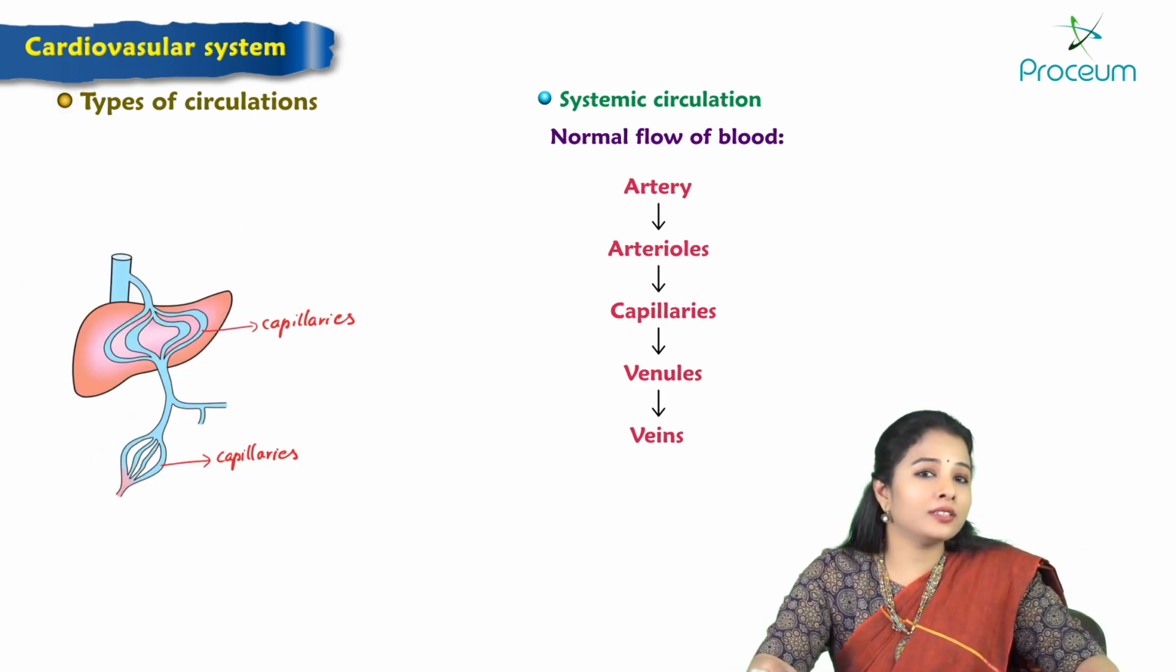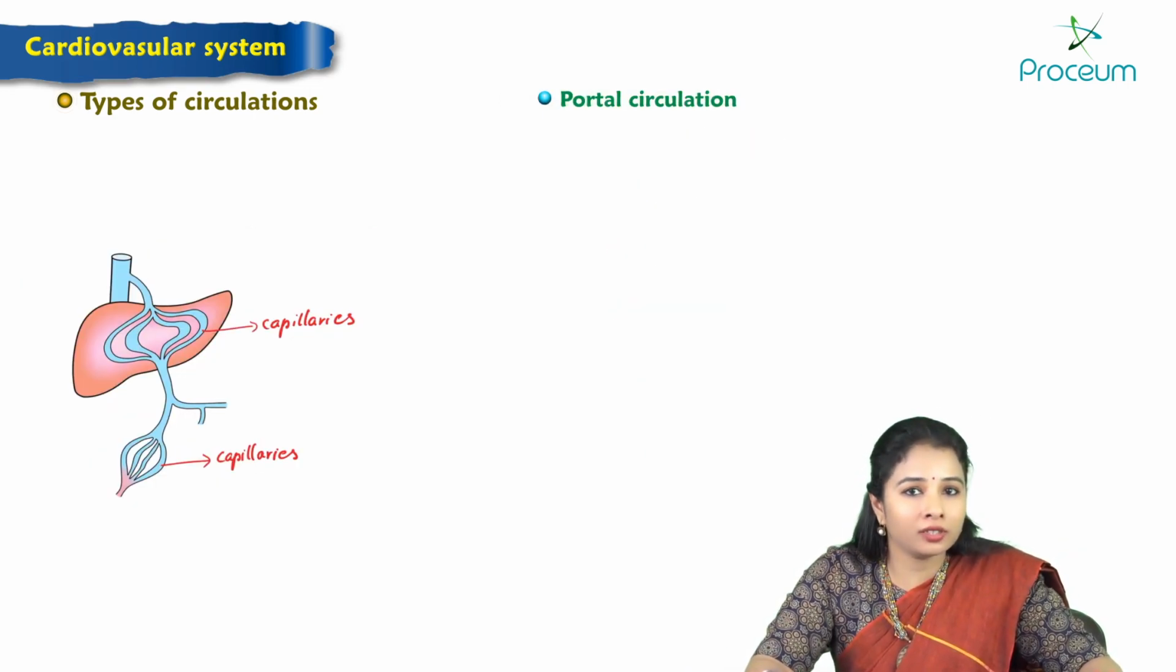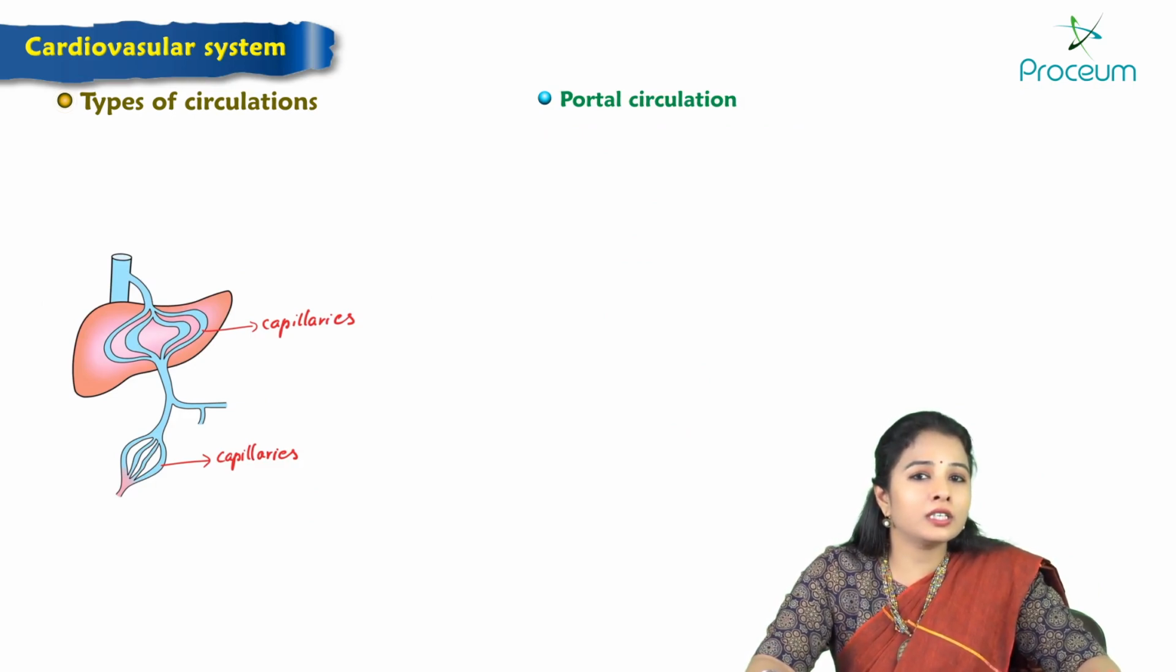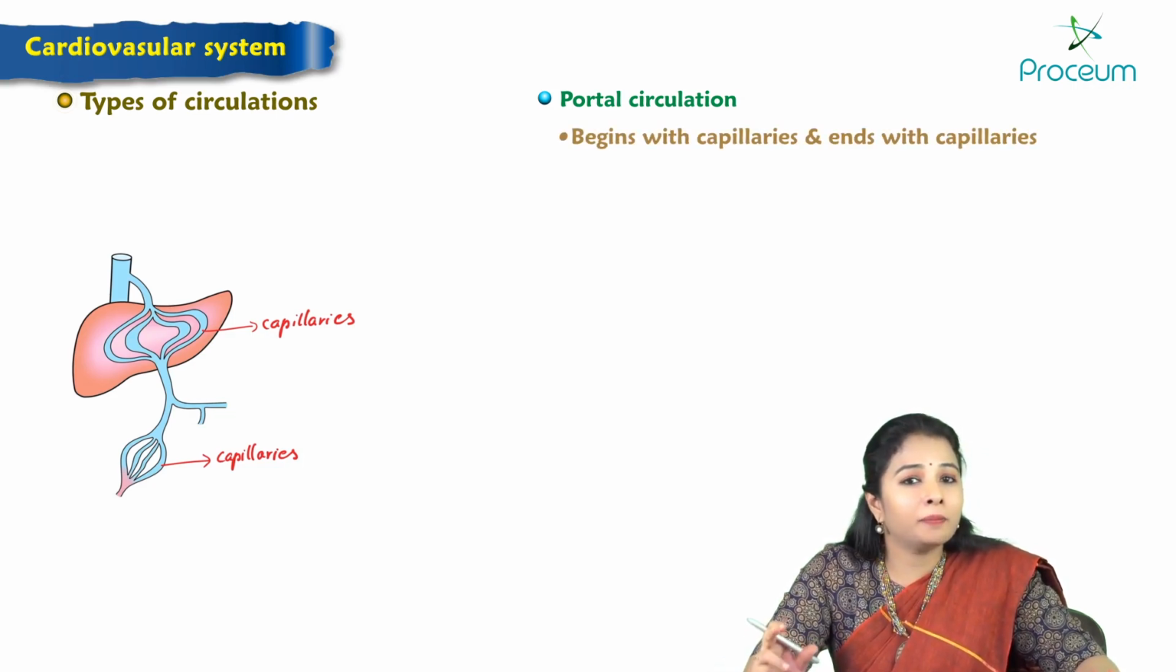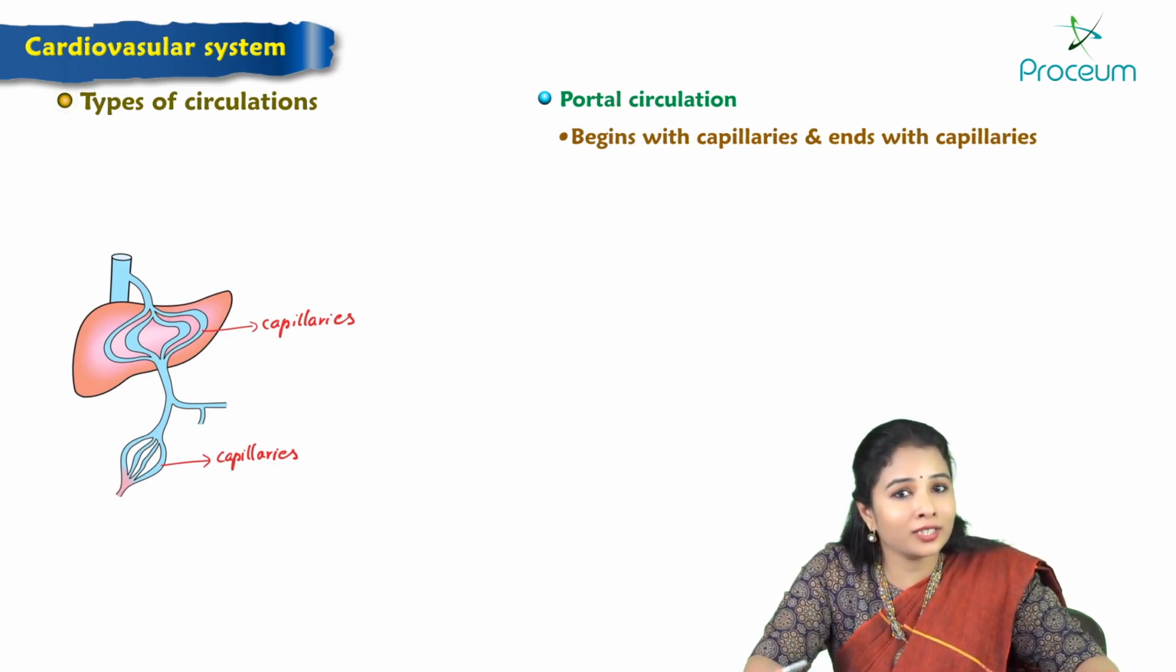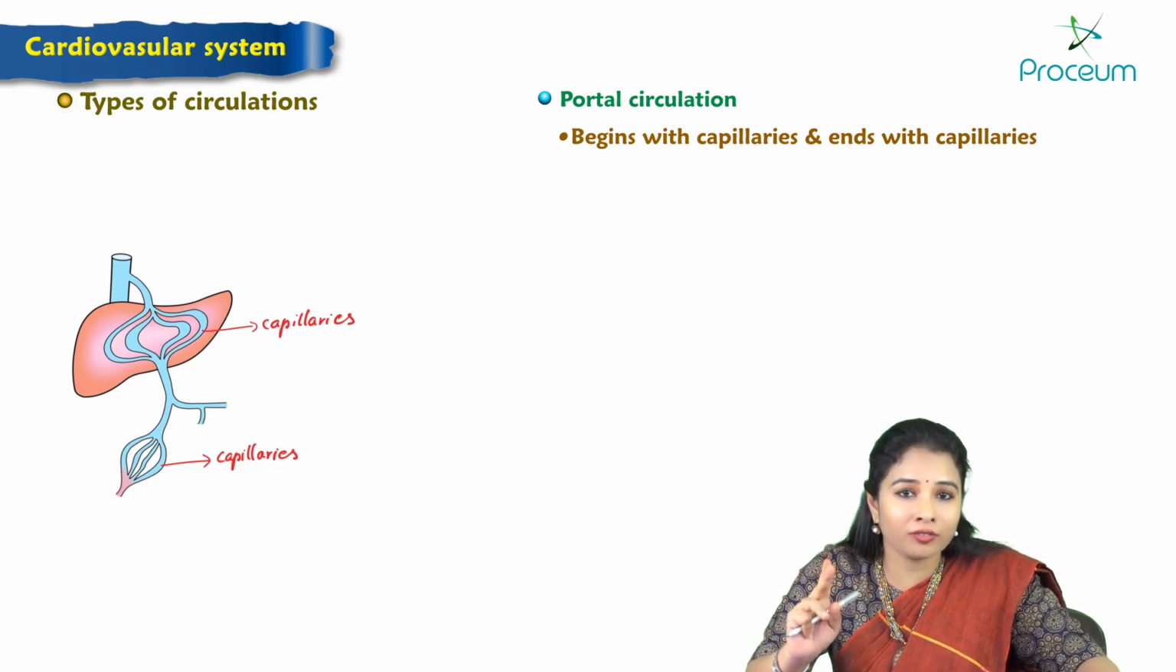Let's talk about the third type of circulation, portal circulation. Portal circulation is in fact a part of systemic circulation. The only difference is it begins with the capillaries and ends with the capillaries. Means in the portal circulation we see two sets of capillaries.